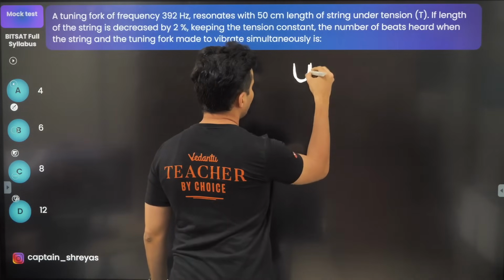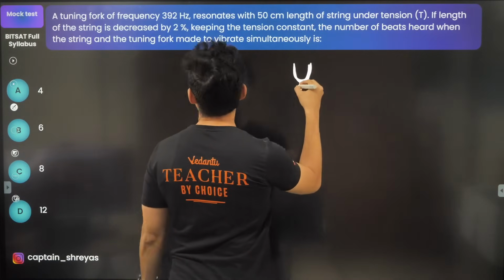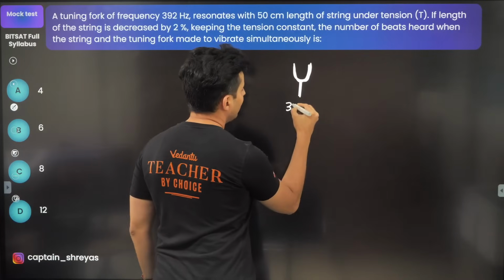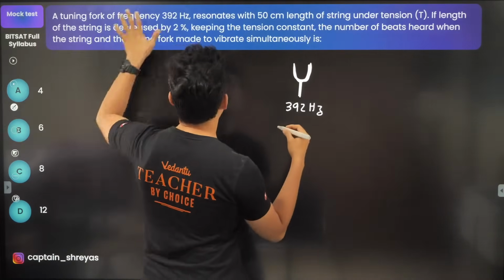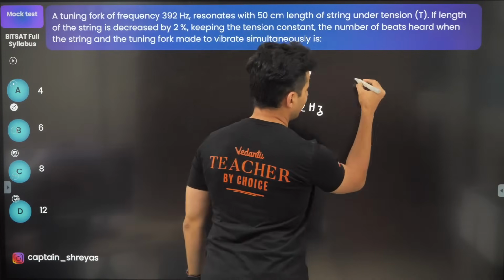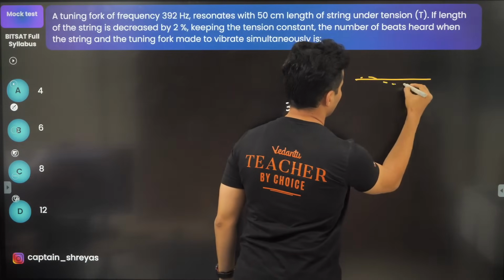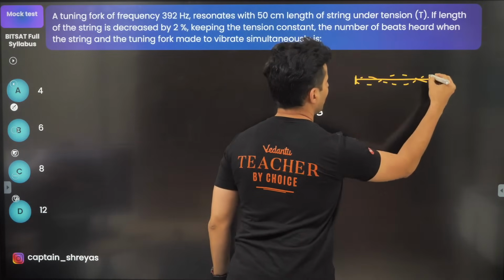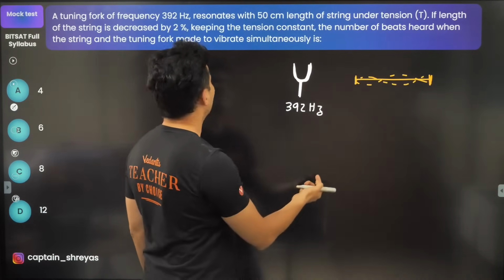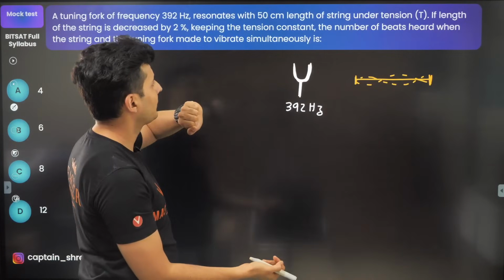Okay, the tuning fork has a fixed frequency. How much is the frequency? 392 hertz. Now you have a string with certain tension, and it is producing some standing waves. Well, it also has some frequency. It is resonating right now.